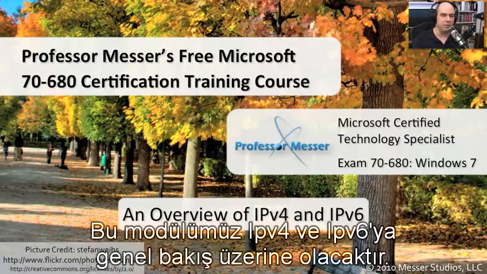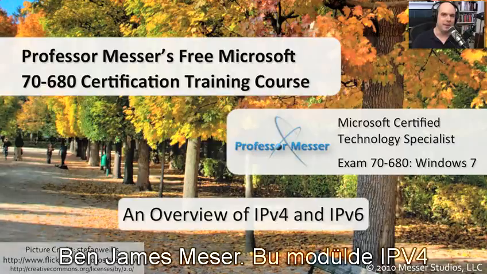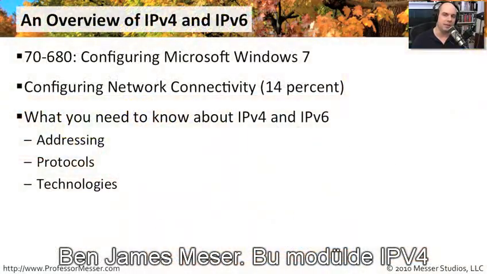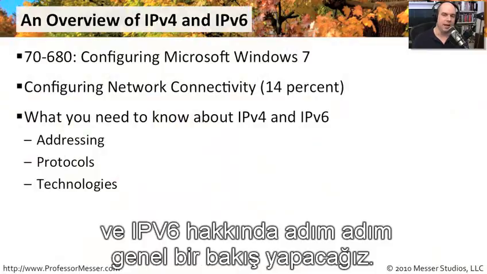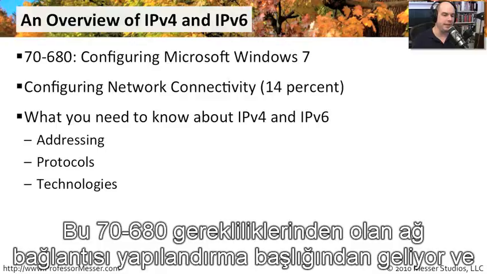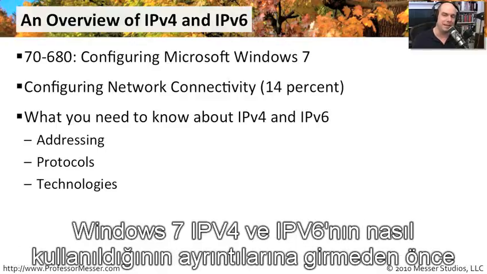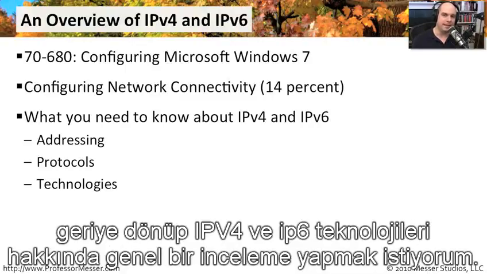This module is an overview of IPv4 and IPv6. I'm James Messer, and in this module, I'm going to step through some very generic overviews of IPv4 and IPv6. This is from the 7680 requirements, configuring network connectivity. And before we dive into looking at the details of Windows 7 and how it uses IPv4 and how it uses IPv6, I wanted to take a step back and give you an overview of the IPv4 and IPv6 technologies.